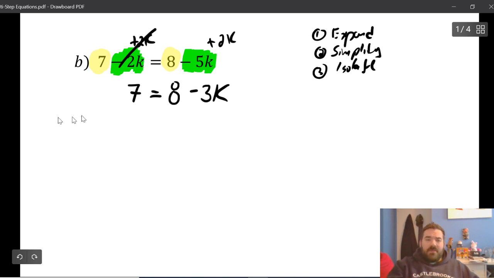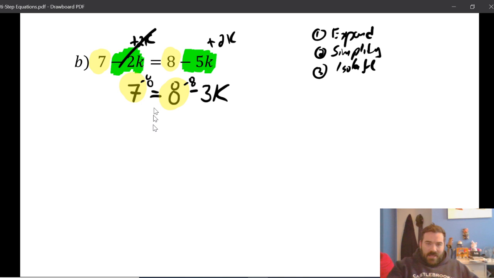I'm nearly there. I just need to deal with this 8. So I need to collect those like terms. I need to put them all together before I do anything else. So let's deal with that right now. I want to get negative 3k all by itself, that's sort of the goal. I want to get this term by itself. So I'm going to subtract 8 because the opposite of adding 8 is subtracting 8. But whatever I do to one side, I have to do to the other.